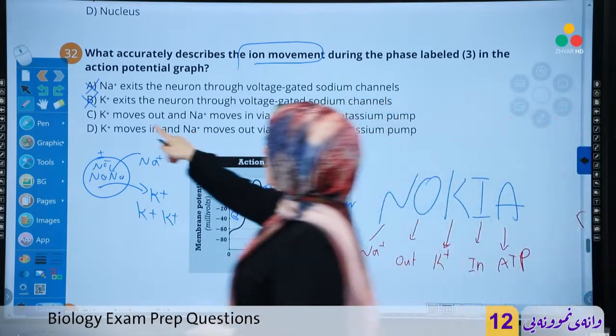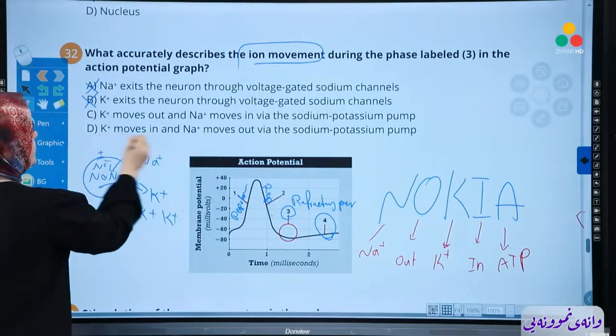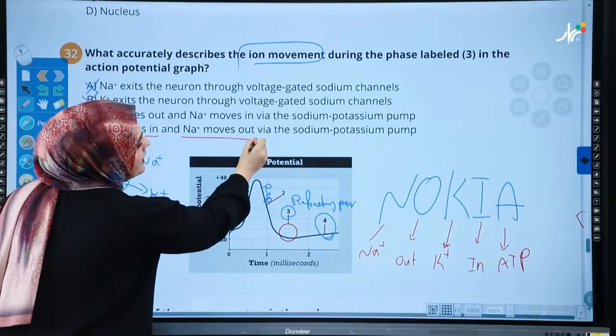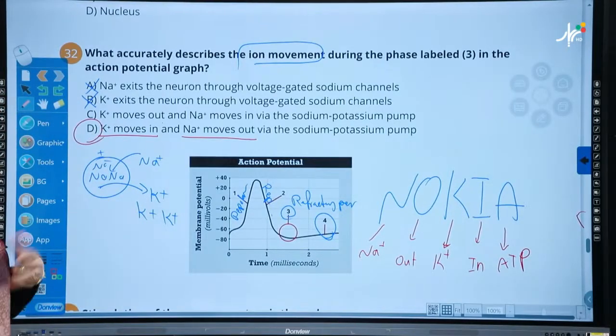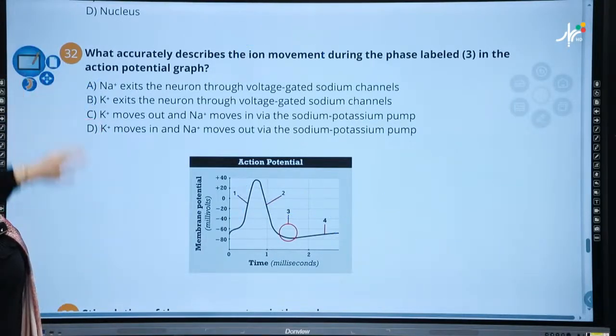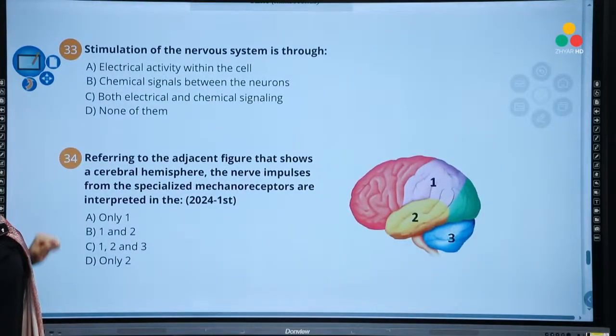Which one says that? K moves out? No, it says moves in. So this is the right one. And Na moves out? Yes. Using the sodium-potassium pump. That's how we got our answer. Easy peasy, lemon squeezy.